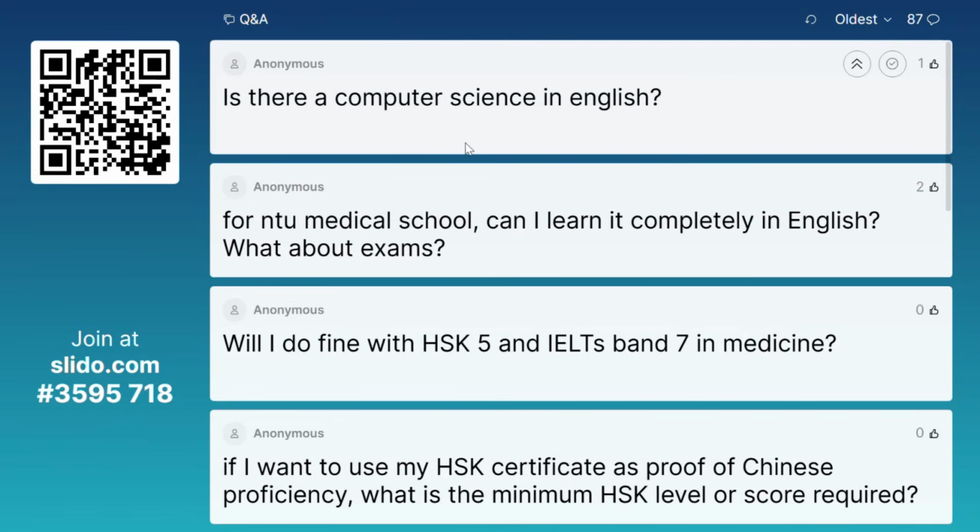Okay. Is there a computer science in English? Our computer science program is a Chinese top program, and if you're interested in the English top program, you can go to our website. For overseas Chinese students, there are only 3 English top programs, but for international students, there are more English top programs, and the information can be found on our website.